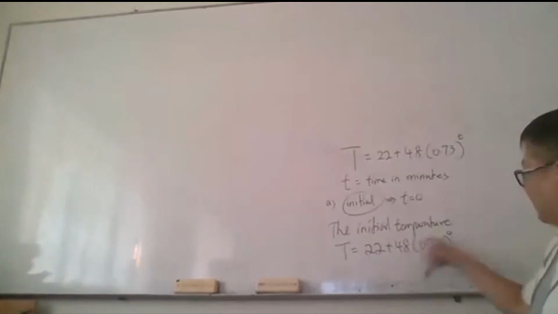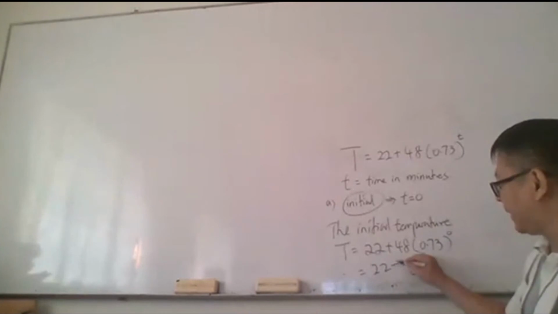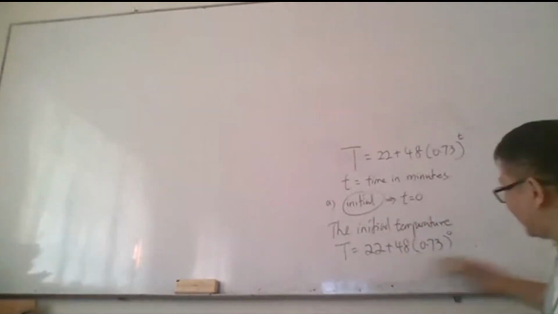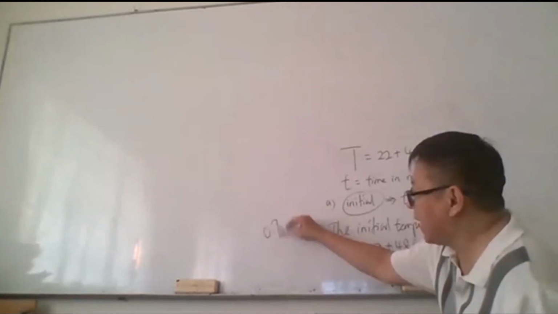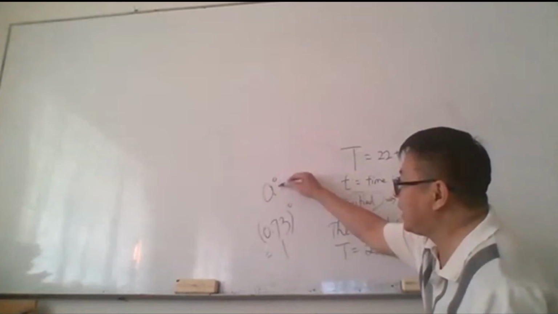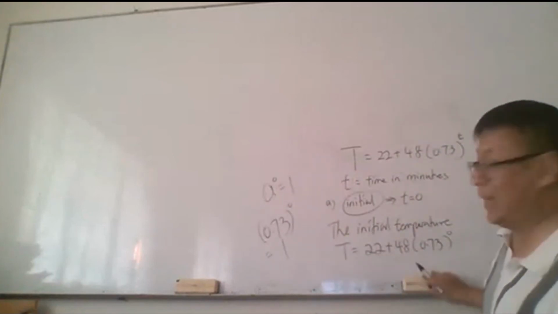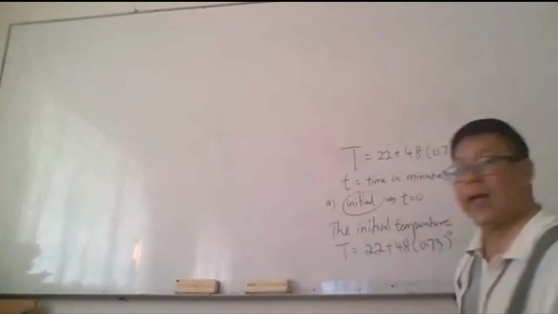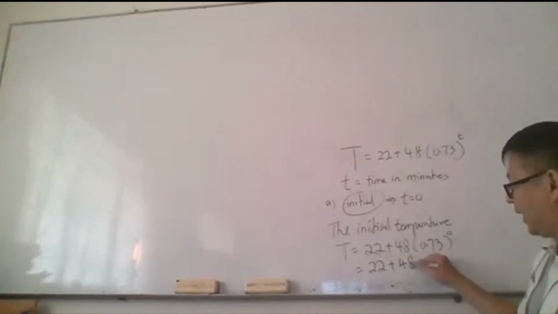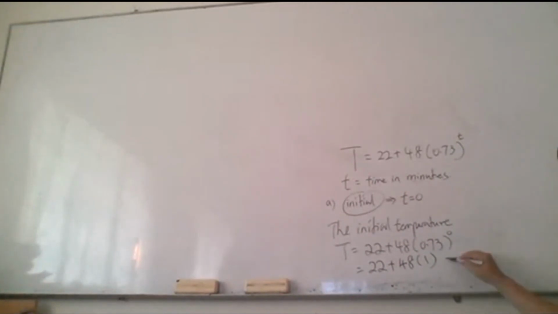I had one student tell me, hey sir, this is simple, 48 times 0 becomes 0, so 22 plus 0 becomes 22. No, this is absolutely wrong. Why? Because 0.73 to the power of 0 is 1. We know that a to the power of 0 equals 1, the so-called zero index. Never think of it as 0. So it is 22 plus 48 times 1, and your final value will be 70 degrees Celsius. This is your correct answer.